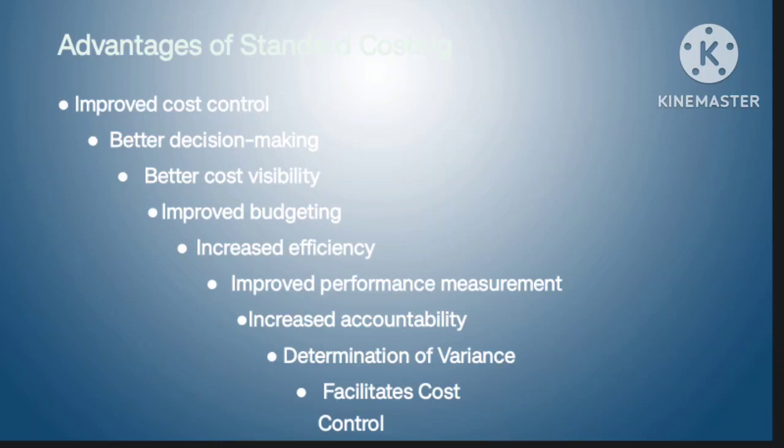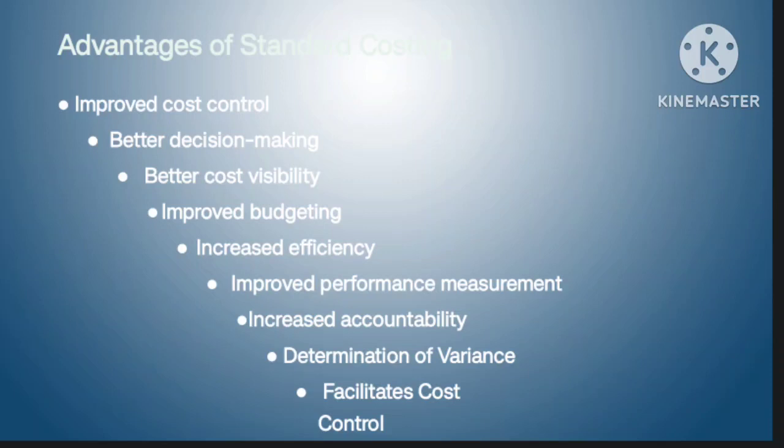Next advantage is improved performance measurement. Standard costing allows organizations to measure the performance of different departments, products, and processes and make informed decisions about allocating resources. Increased accountability. Standard costing provides a clear picture of the cost associated with the different aspects of an organization's operations. Also, it can be used to hold managers and employees accountable for their performance.